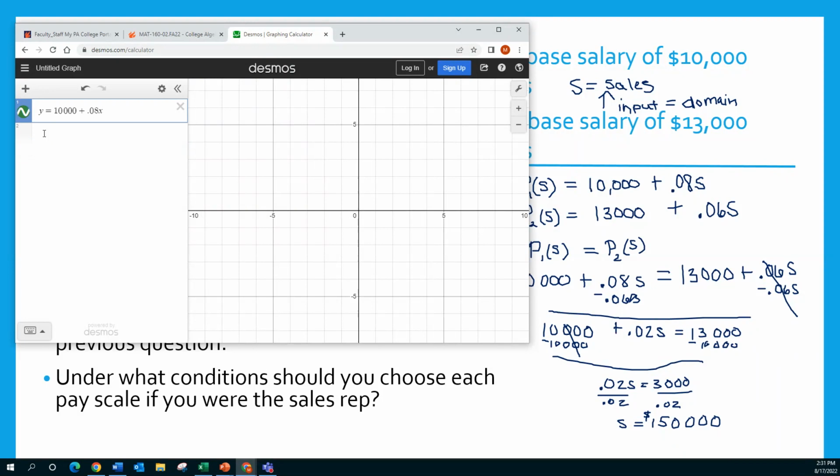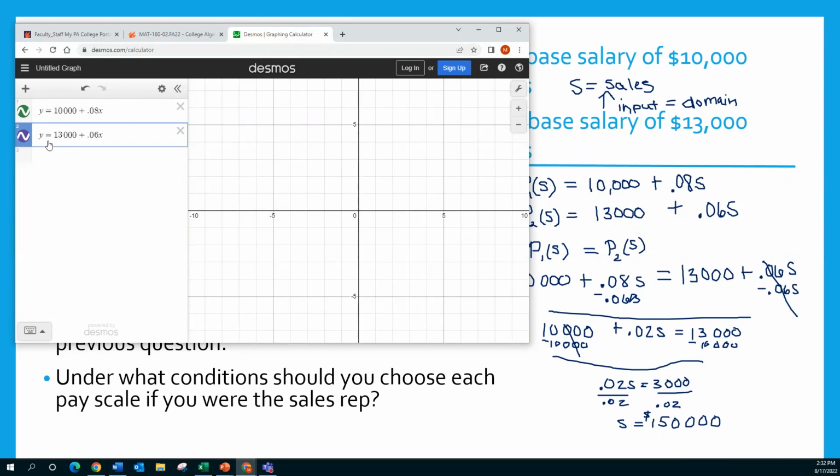Then you're going to use your arrow key, go down to where it has y2. So I'm going down to my second equation. Your calculator already has y equals typed. I have to type that, and I'm going to type in my second formula. So 13,000 plus 0.06x.